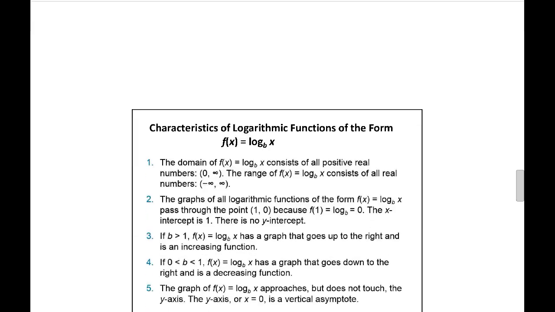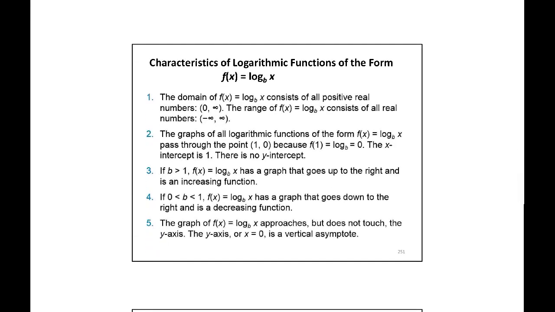Now we can use those properties to discuss some characteristics of logarithmic functions. These are functions of the form f of x equals log base b of x. Now let me draw a couple of graphs to the right. The first is going to be an exponential function. As we saw, it has a horizontal asymptote of y equals 0, and it grows as you're going to the right. It increases very rapidly, and it goes through the point 0, 1. That would be a function of the form b to the x.